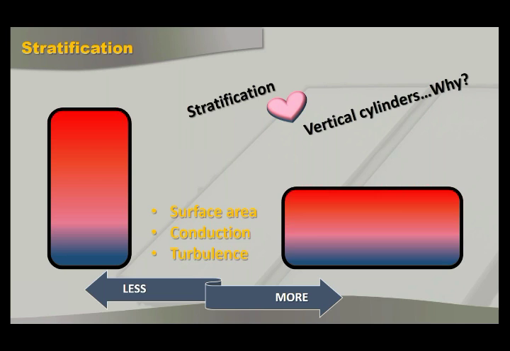Why is that? Because the surface area is less on a vertical cylinder. The loss of heat between the hot water and the cold water downwards is much less because there's much less surface area, and the area for possible turbulence to occur is also much less. So the retention of stratification layers is much better in a vertical tank than it is in a horizontal tank.